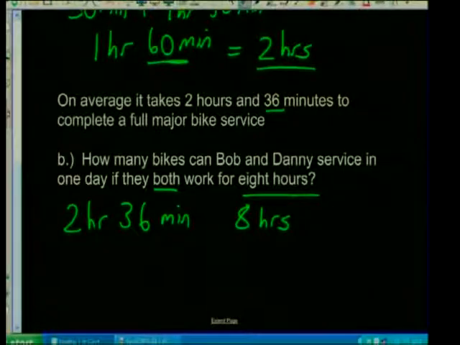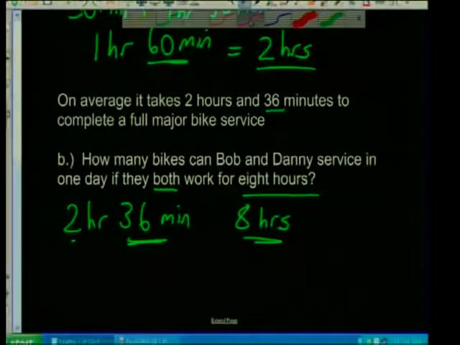Now in this case, I've got a little bit of a problem, kind of like subtle bells are going off, because I've got minutes here and I've got hours there. And I've got hours and minutes, so I'm getting a little bit confused. What I'm going to do is convert everything to one unit. In this case, I think it's going to be easier for us to convert to minutes. So let's see how many bikes they can do in minutes.